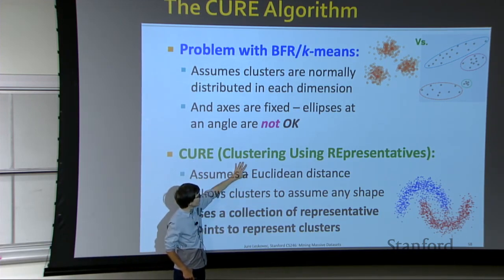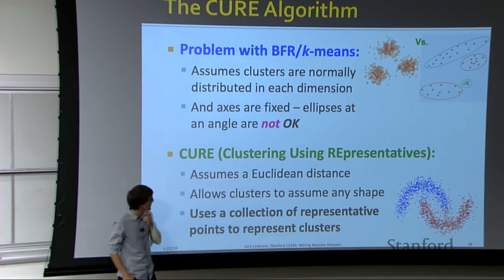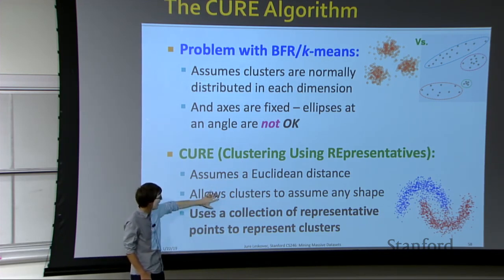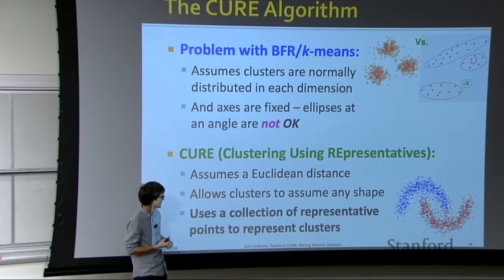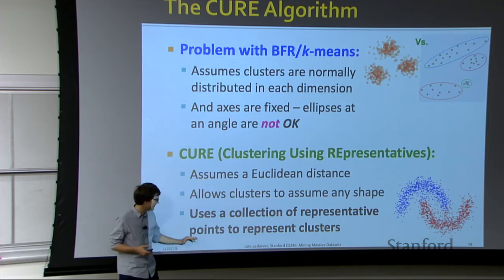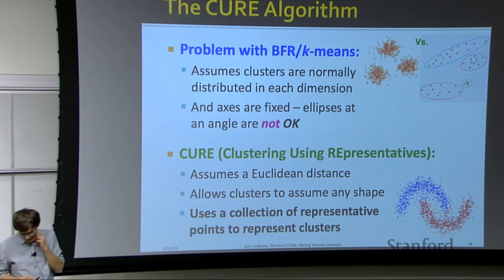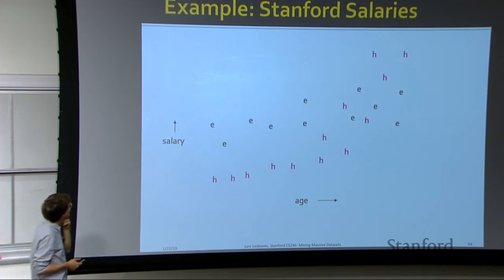And the idea is we want to cluster using representatives. Again, we assume we are in a Euclidean space, and the method will allow us to assume clusters have any shape, and it will use a collection of representative points to represent the cluster. Okay? Here is a slide I borrowed from Jeff Ullman.